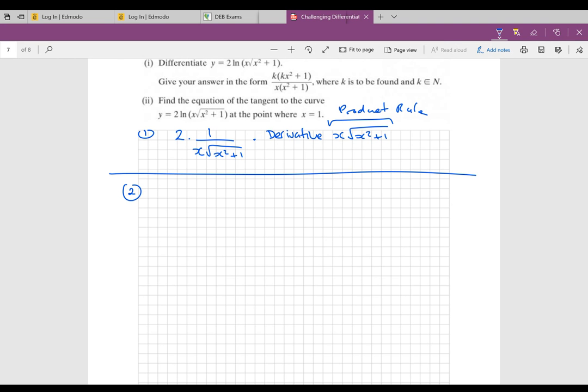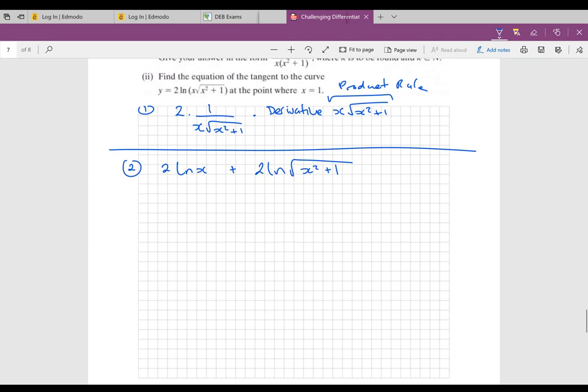Option 2 is to say, well, that's 2 ln x plus 2 ln root x squared plus 1. Okay, so 2 times 1 over x plus 2 times 1 over root x squared plus 1 multiplied by the derivative of this, so x squared plus 1 to the power of a half.